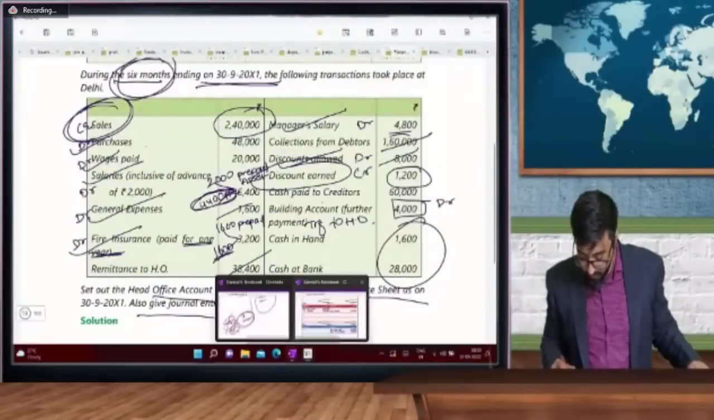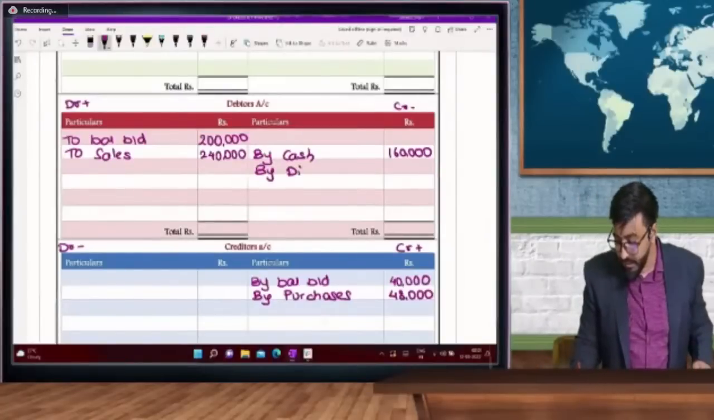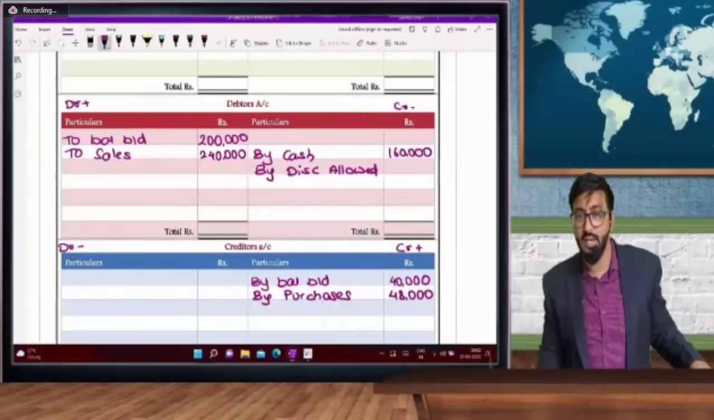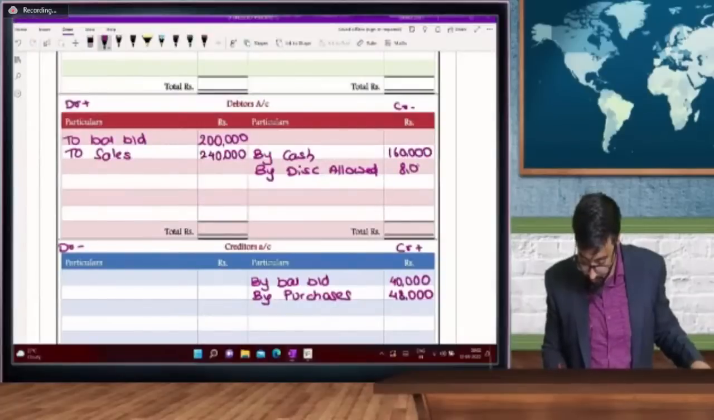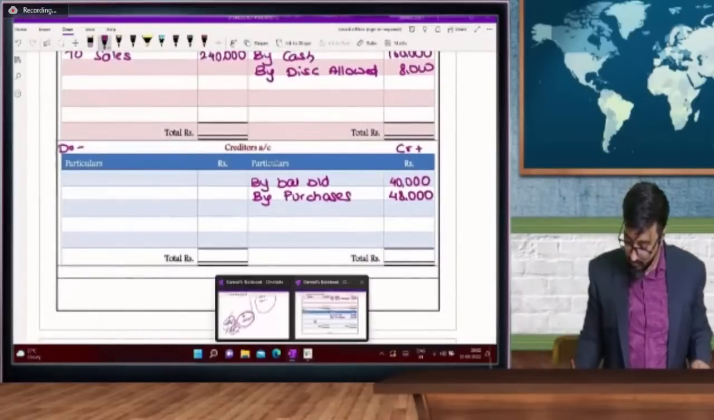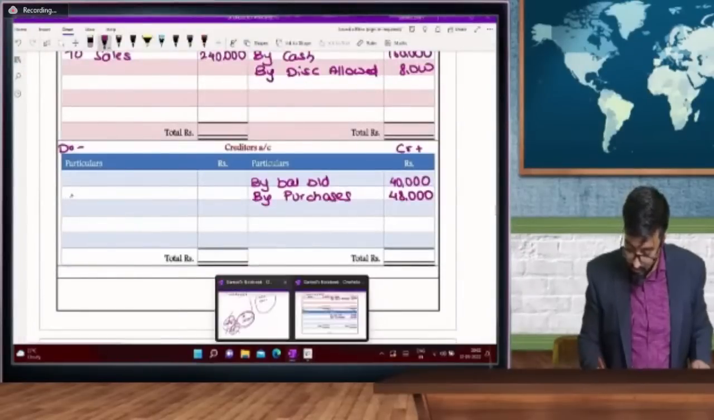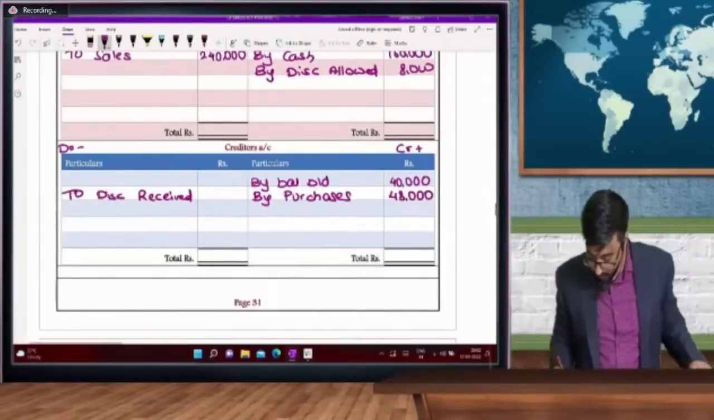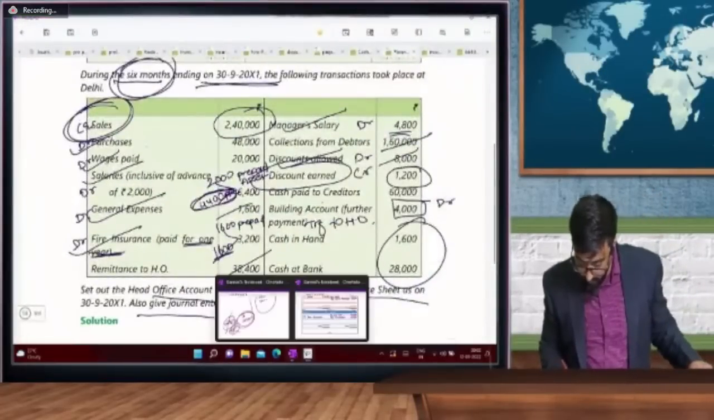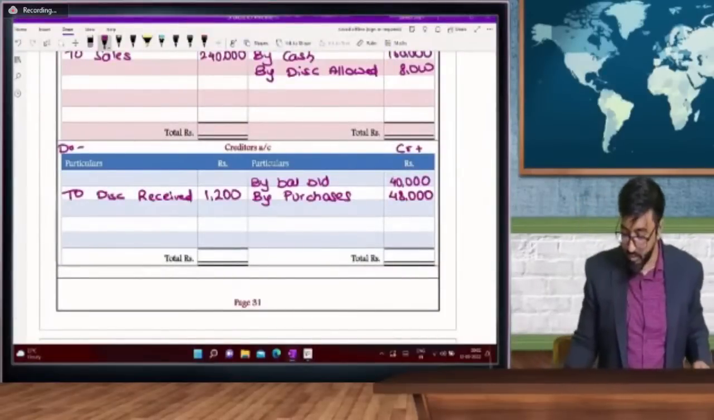Discount allowed. Discount allowed debtors के credit में. Entry will be discount to debtors. Discount is transferred to HO and debtors को credit करना है. So by discount allowed 8,000. Next one. Discount received. Creditors के debit में to discount received 1,200.